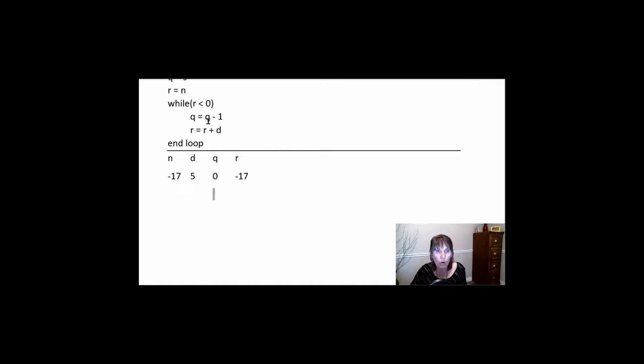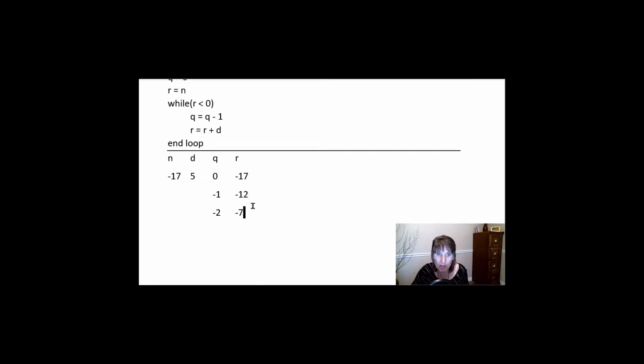So we're going to take quotient equals quotient minus 1. So now the quotient is minus 1. And then for the remainder, we're going to add d to it. So we're going to take negative 17 and add 5, and that's going to give us negative 12. Then we go back up to the loop and we ask, is r less than 0? Yes, negative 12 is less than 0. So what do we do? We subtract 1 from the quotient, and we add 5 to the remainder, giving minus 7.